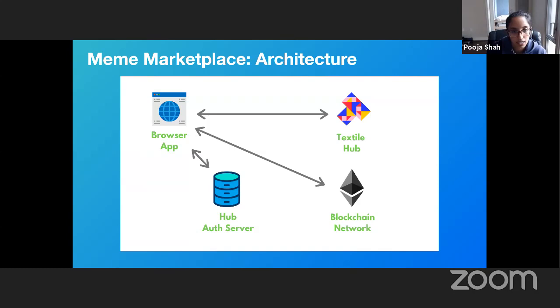I think right now it's running on a test net, and it does this because, as I mentioned, it uses ERC 721, the NFT standard, and so wants to integrate the NFT functionality into the application as well. And then, as mentioned here, it uses Textile Hub for the file storage, the image storage on IPFS and Filecoin networks.